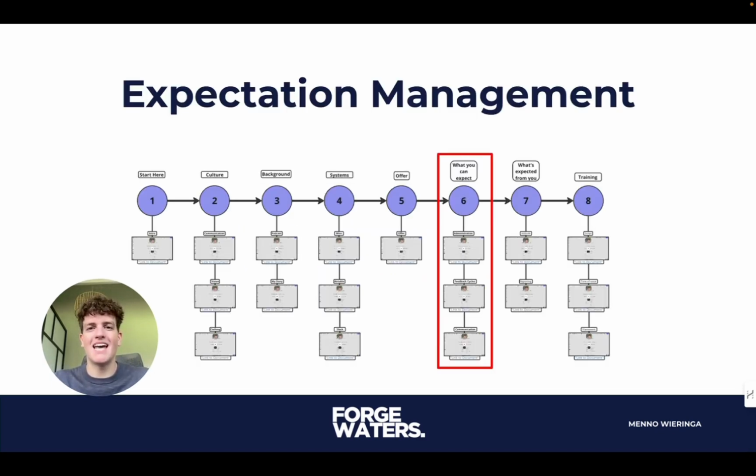So first is the expectation management. This again ties in with the culture part. Here you explain every single part of what you expect from your people. How do you expect them to communicate? Do you expect them to be on time and prepared? Do you expect them to be proactive? Do you expect them to fill out an EOD and a BOD? What is their workflow like? And what do you actually expect of them?